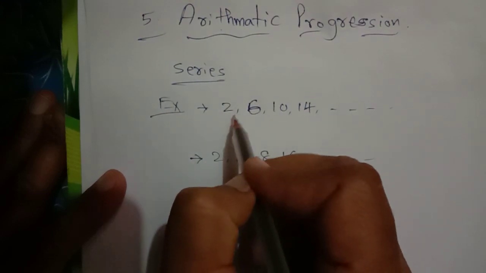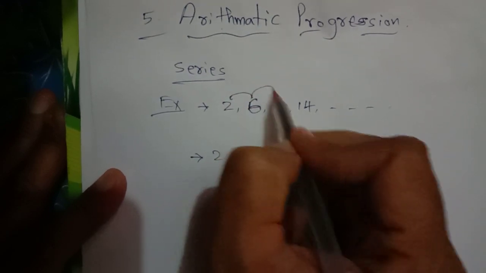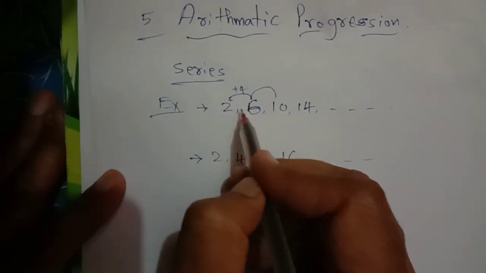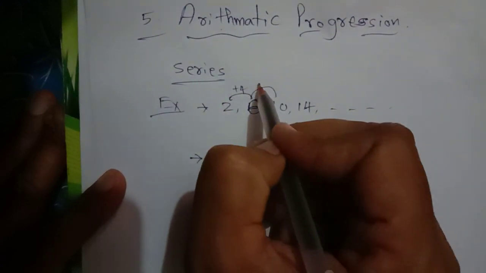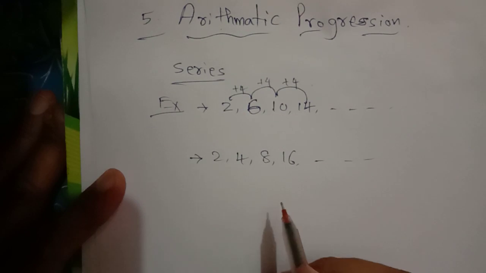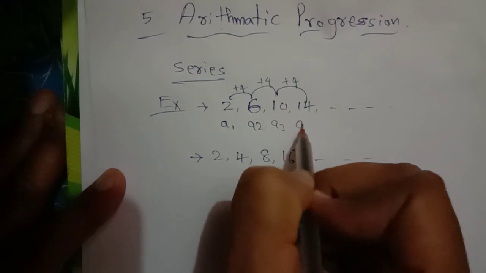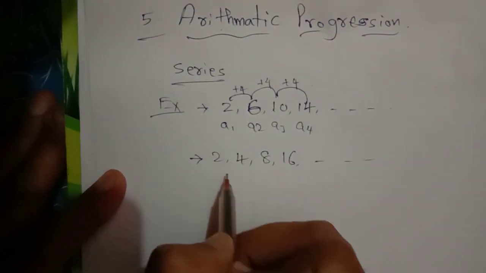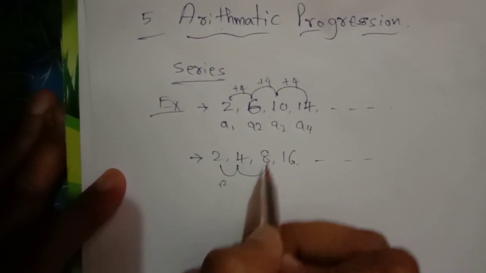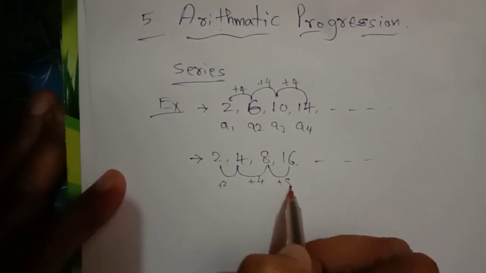First, we have to see the difference between the first and second, and second and third. Between first and second, 4 is added: 2 plus 4 becomes 6. Here also 4 is added: 6 plus 4 becomes 10. Here also 4 is added. For these we can say A1, A2, A3, A4, giving numbers like this. In the second example, between 2 and 4 the difference is 2, between 4 and 8 the difference is 4, and between 8 and 16 it is 8.